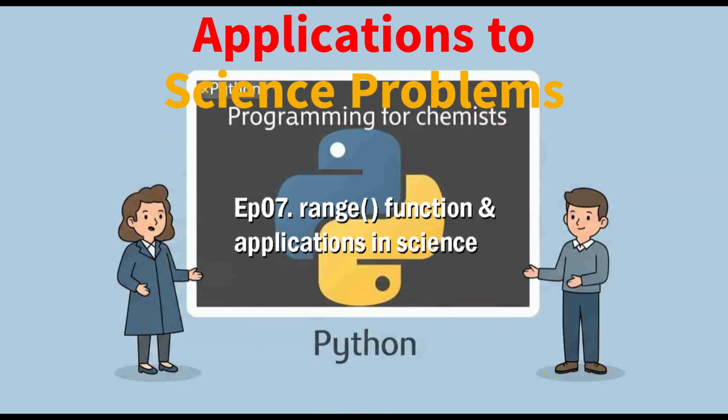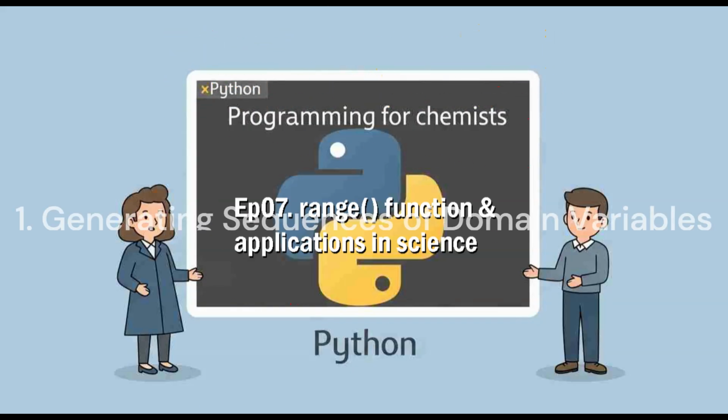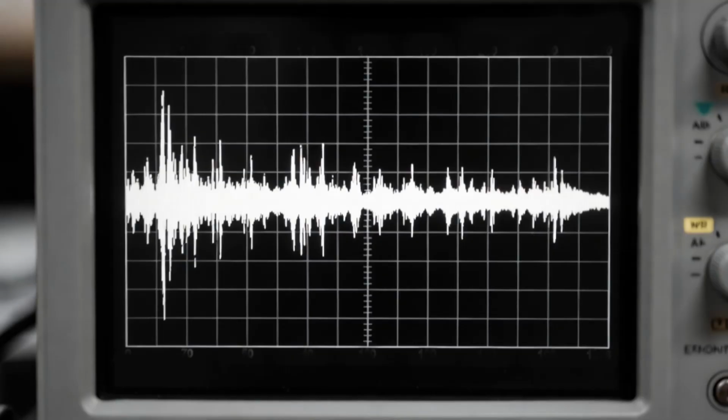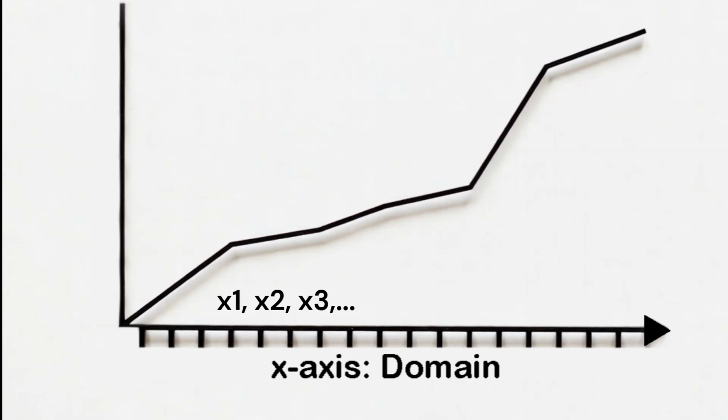Applications to science problems. Enough theory. Let's see how range helps us in scientific computing. 1. Generating sequences of domain variables. In science, we frequently simulate phenomena where a quantity varies as a function of time, position, temperature, etc. This involves generating a discrete sequence of domain variables.